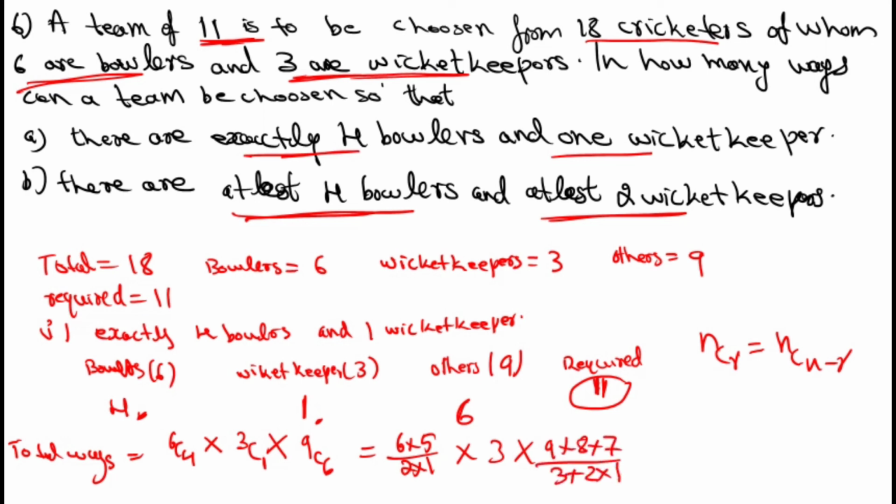Simplify this one. 2 ones are 2, 2 threes are 6, then 3 threes are 9, 2 fours are 8. Again simplify this one. You will get 6 fives are 30, 3 threes are 9, so 90 into 3, 270, into here, 4 threes are 12, into 7. Now multiply this one, 3780 ways. These are the possible ways.